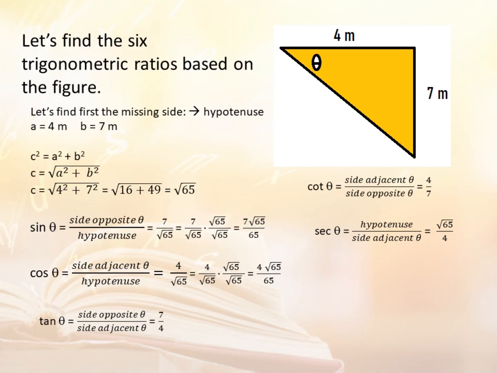Secant theta is hypotenuse over side adjacent theta. The hypotenuse is square root of 65, while the side adjacent is 4. So that is equal to square root of 65 over 4. Cosecant theta is hypotenuse over side opposite theta. So that is equal to square root of 65 over 7.